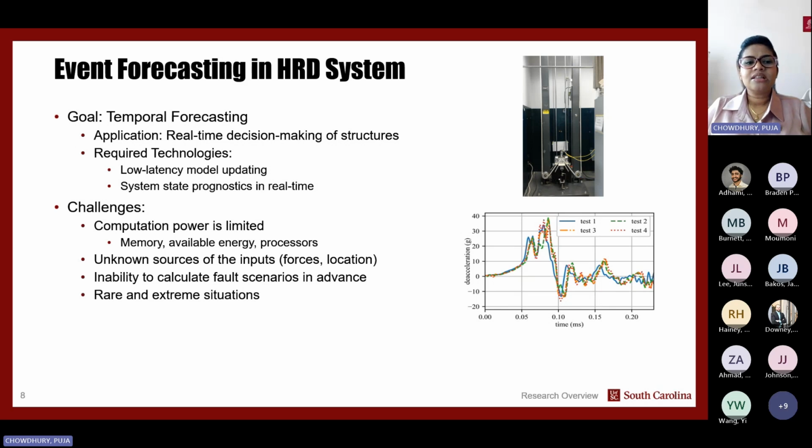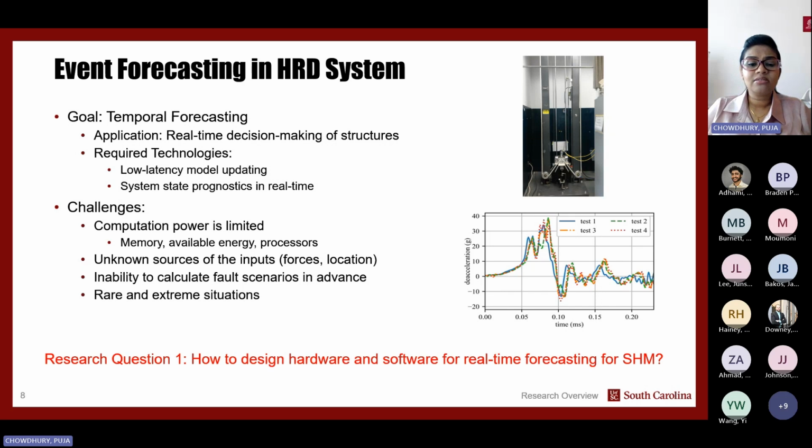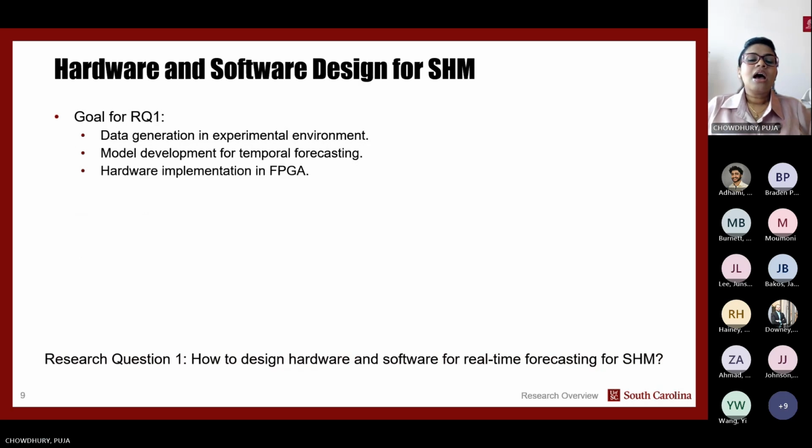So considering these goals and challenges, here comes our research question 1. How to design hardware and software for real-time forecasting for structural health monitoring in case of high rate dynamics. Research question 1 comes with some subsequent goals. First, data generation in an experimental environment. Next, model development for temporal forecasting, and finally, hardware implementation in FPGA.